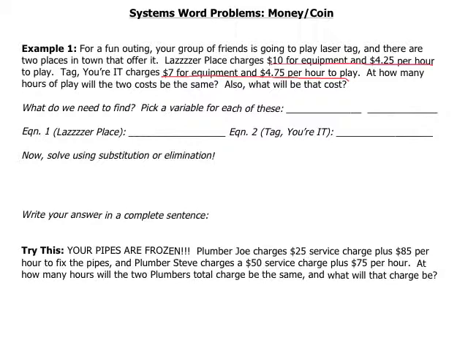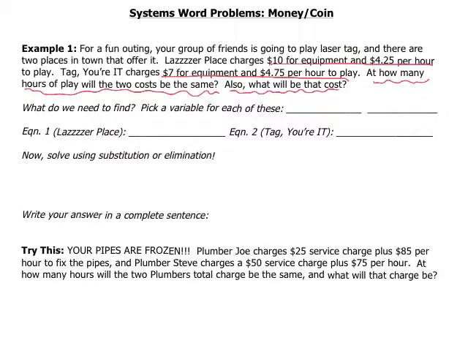And then it asks me a question. That is absolutely essential when it asks me a question. It says, at how many hours of play will the 2 costs be the same? And it also asks me, what will the cost be? So it asks me for 2 things and gives me 2 major pieces of information.